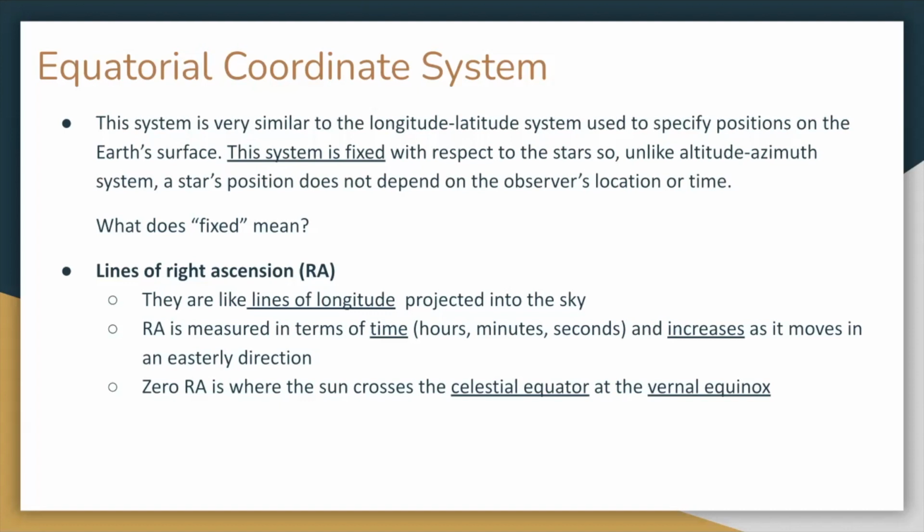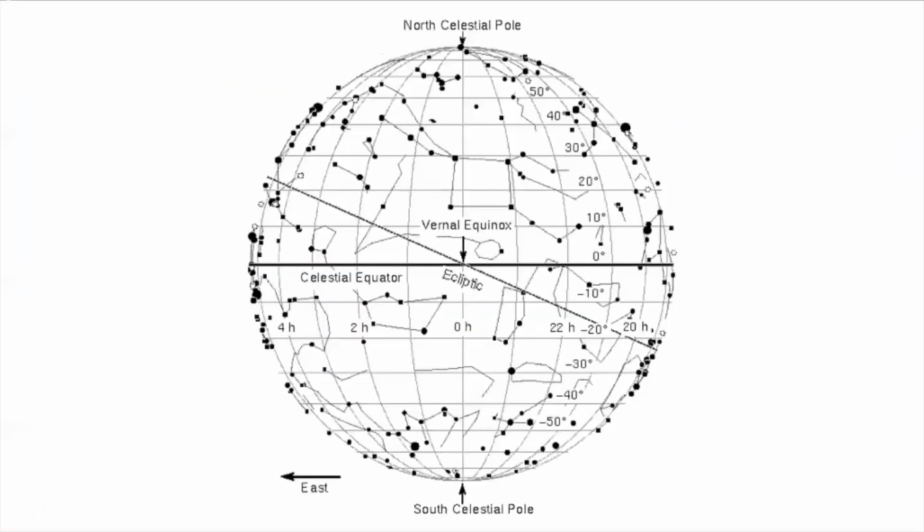And we'll look at a diagram in a second, and so it'll be a little bit easier to see, where the sun crosses the celestial equator at the vernal equinox. So here's our diagram.